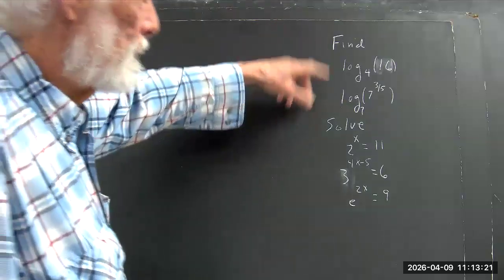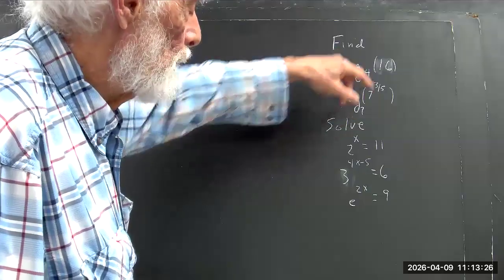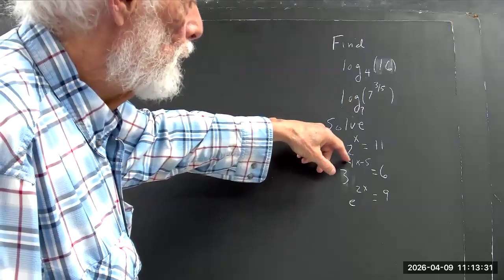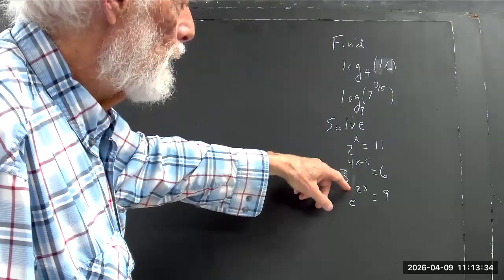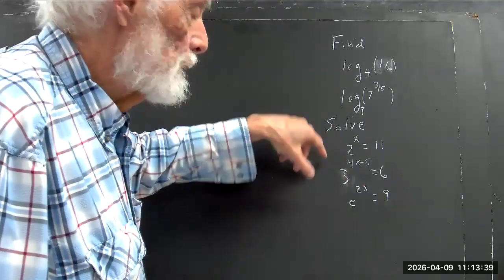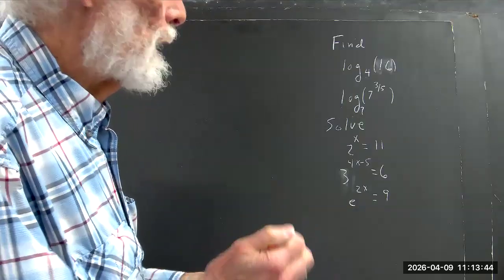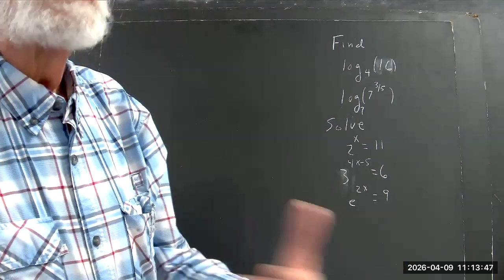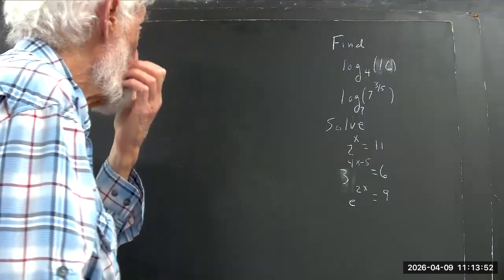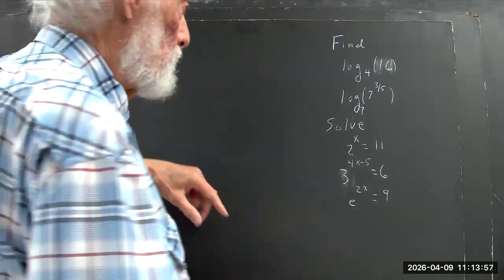Our quiz was find log base 4 of 16, log base 7 of 7 to the 3/5, then solve 2 to the x equals 12, 3 to the 4x minus 5 equals 6, e to the 2x equals 9. Now, people did on the homework have a little trouble solving these equations, and it's really quite simple. But once you pick up on it and know what the conversion is, it's not difficult at all. But it's difficult to get the hang of it. So we'll work on that a little bit.